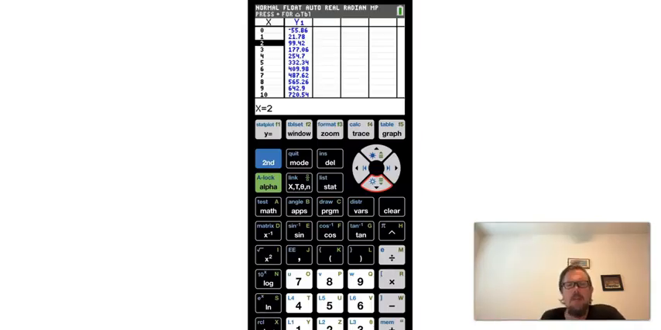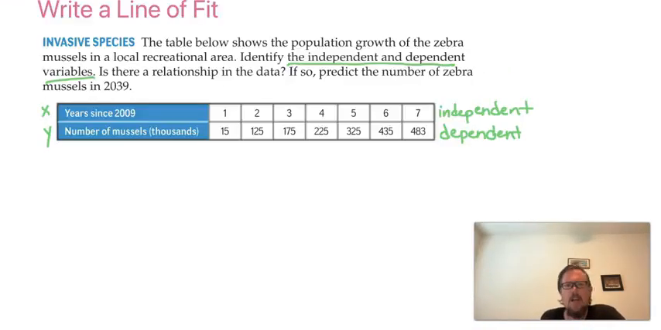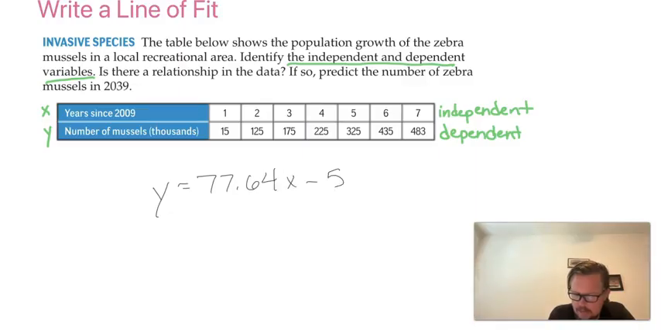Now the question was, how many mussels do we expect in 2039? So let's go back and look at our table, which said years since 2009. There's a couple of ways we can do this. Our equation that we came up with was y equals 77.64x minus 55.86. One of the things we could do is just plug 30 in here. 2039 is 30 years since 2009. So that's one thing we can do.